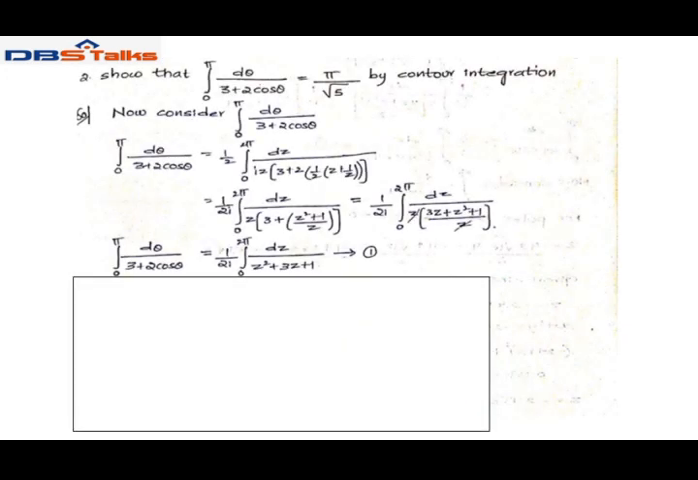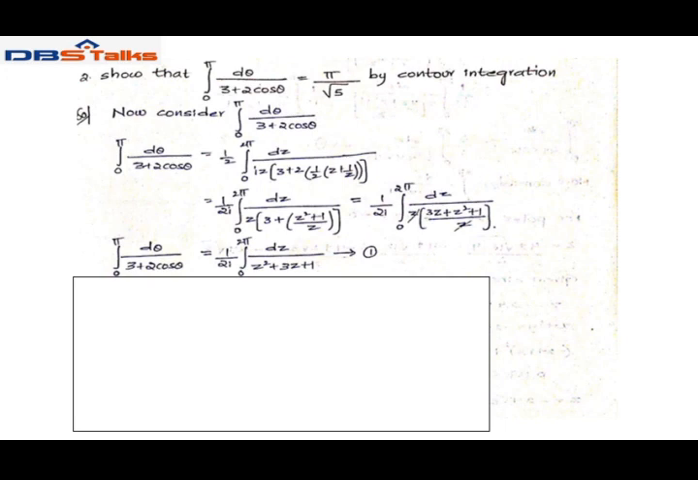Next problem is, show that integral 0 to pi d theta by 3 plus 2 cos theta equal to pi by root 5 by contour integration. So this problem is same as previous problem, problem 1. So in problem 1 given value is a, b. In this problem a is 3 and b is 2. So solution is, now consider integral 0 to pi d theta by 3 plus 2 cos theta.